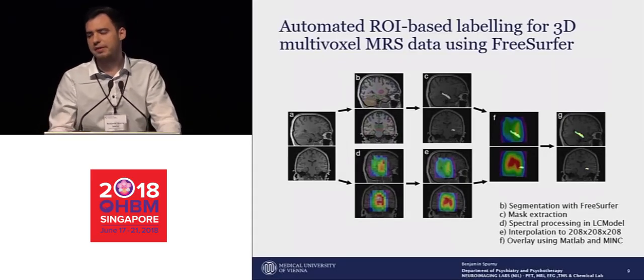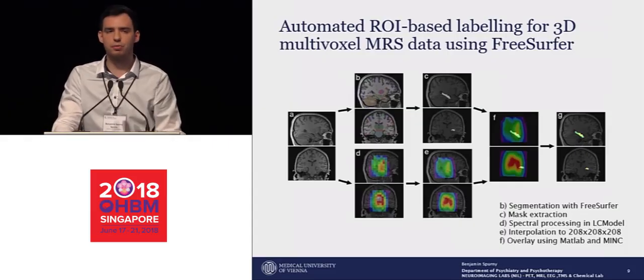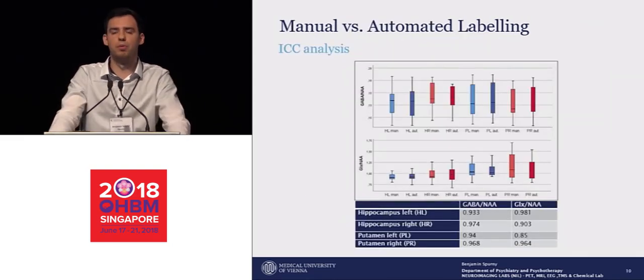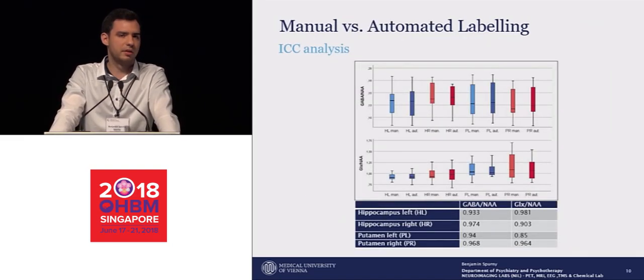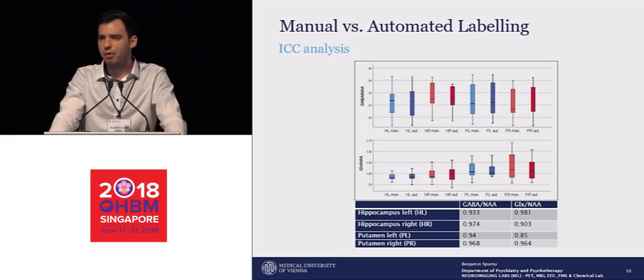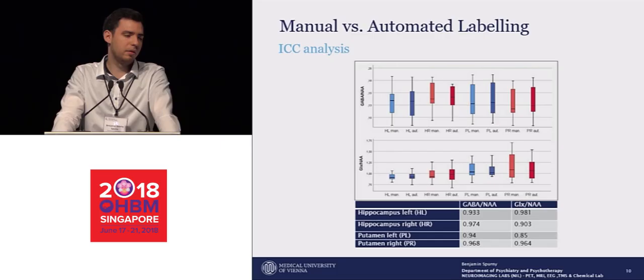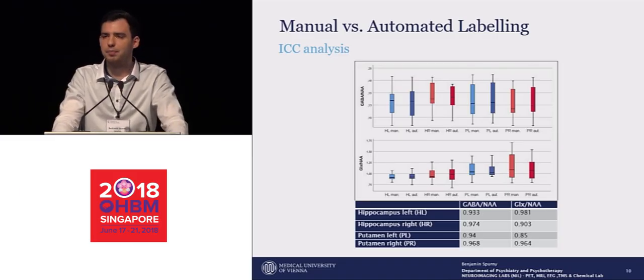So for the next step, we did some comparison to show that this works as well as manual labeling. So we chose four regions, the left and right hippocampus and the left and right putamen, and did some comparison between automated and manual labeling. So we see here the data distribution for these regions for GABA to NAA ratios and Glx to NAA ratios, and did some intraclass correlation coefficients. And basically we saw that we have the same data distribution with manual and automated labeling, which is pretty promising, that at least it works as well as manual labeling.